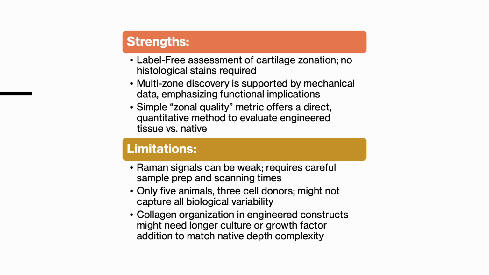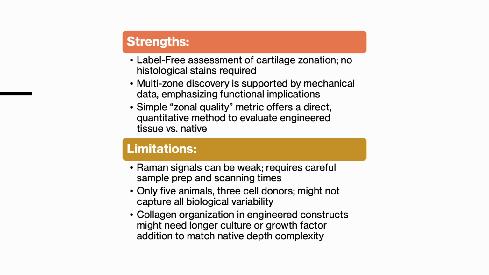The main strengths in this study include its label-free nature, since Raman spectroscopy doesn't require exogenous stains or destructive sample prep, and its high spatial resolution. This allows the authors to compile rich data sets that capture both composition and fiber orientation. Additionally, coupling these findings with nanoindentation provides a functional tie-in that helps interpret why these new sublayers matter for biomechanical integrity. Nevertheless, there are a few limitations.